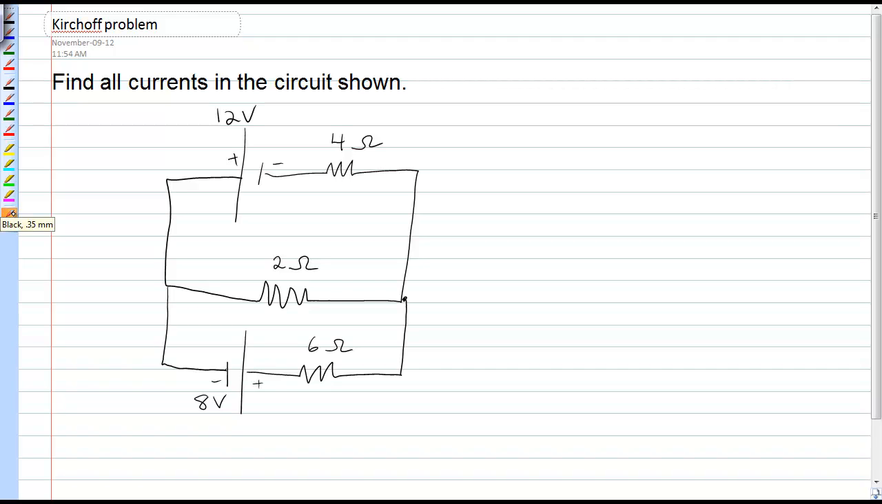This is a Kirchhoff problem, and you know you have to apply Kirchhoff's rules when you see more than one battery in the circuit. So in this circuit there would be 3 different currents, one in the upper branch, one in the middle branch, and one in the lower branch. In order to apply Kirchhoff's rules, the junction rule says that currents in must equal currents out.